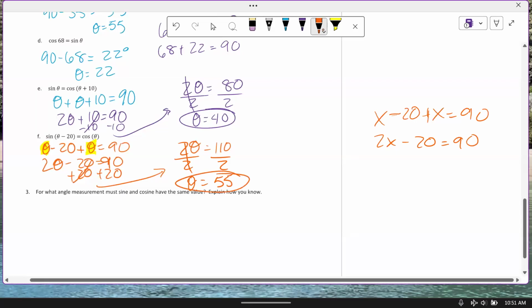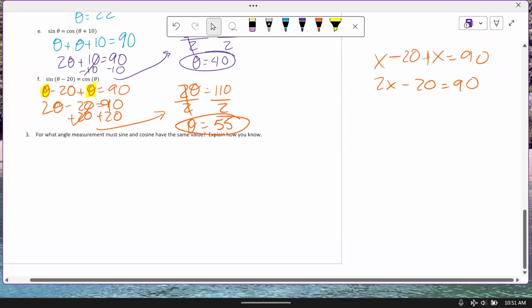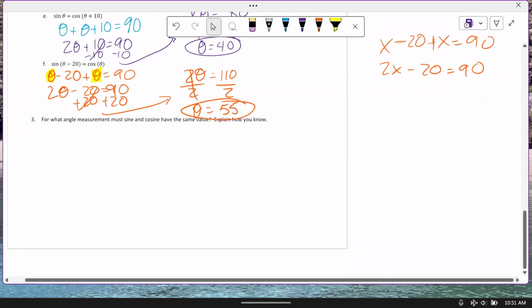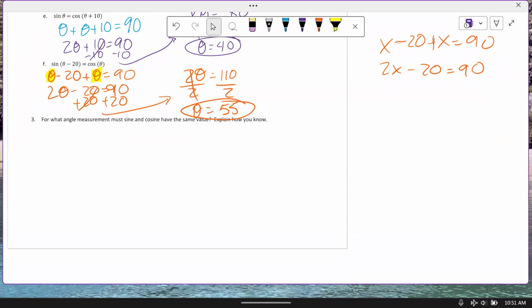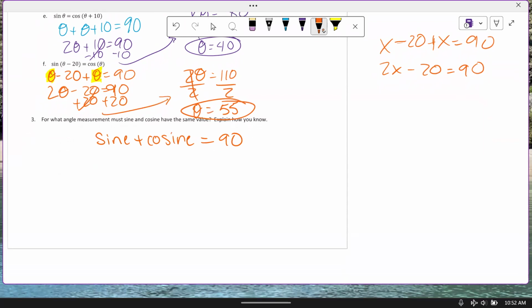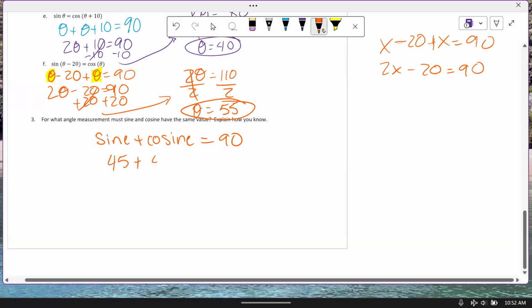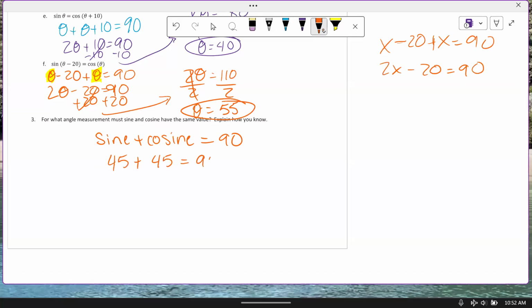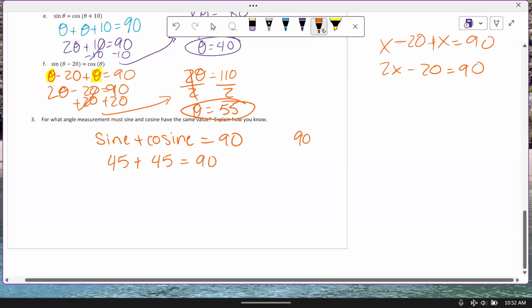Okay. So that would be the same thing over here. You would get x equals 55. All right. Now, our last question: for what angle measurement must sine and cosine have the same value? Explain how you know. So if we have sine plus cosine equals 90, in order for them to have the same value, it would have to be 45, okay? Because 45 plus 45 equals 90. You could have figured that out by just going 90 divided by 2 equals 45, right?